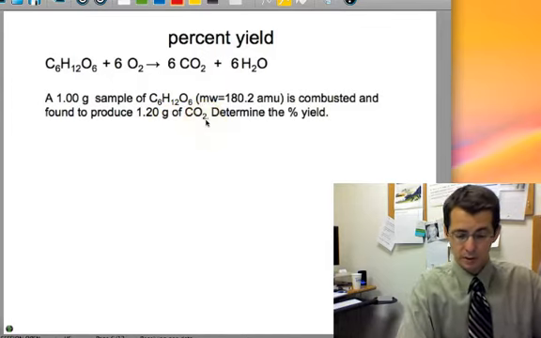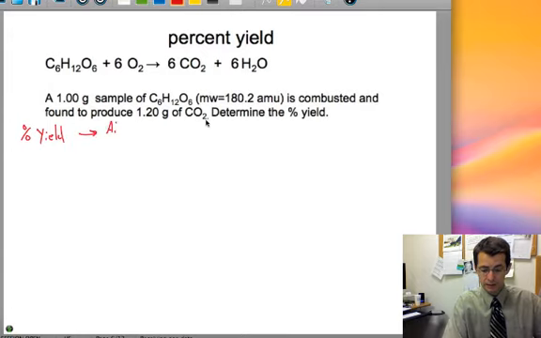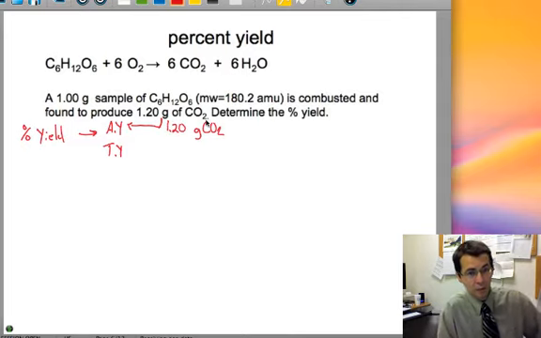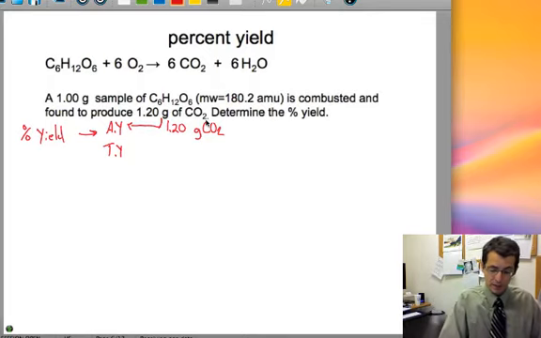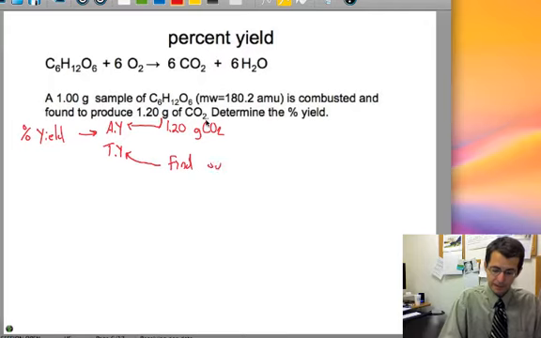So if we want to determine the percent yield, we're going to need an actual yield and a theoretical yield. Well, the actual yield comes from the problem. Say 1.20 grams. So that's our actual yield, grams of CO2. Now what we need is a theoretical yield. Well, to get the theoretical yield, all we have to do is pretend like the product goes to completion. Find out the predicted amount of CO2.